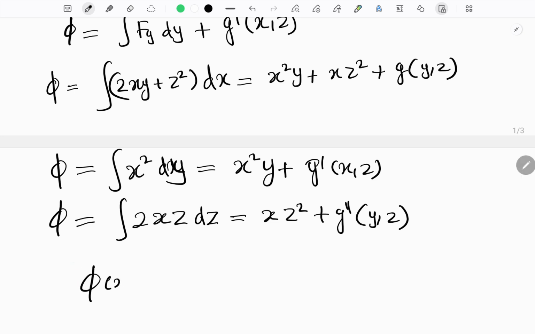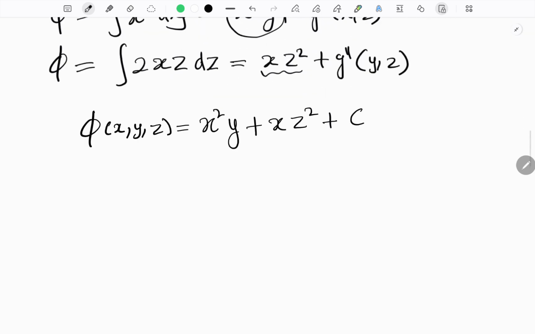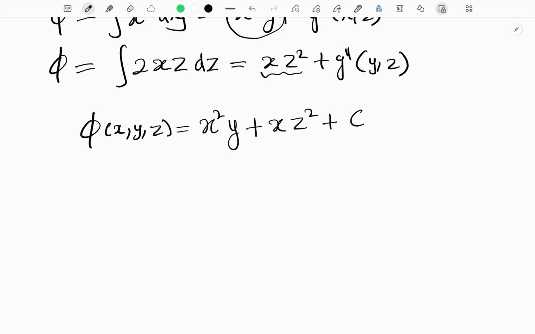Then the scalar function phi of x comma y comma z will be equal to, let us see the common terms. Here x square y is there, x square y is there. So we take x square y plus the other term xz square. Here also xz square is there. So xz square plus there can be a constant. There is no other function we are getting here, so we can write plus a constant c. That constant will be a number. It is not a function of x, y, z, but it can be a number. Okay, so we got our phi function.